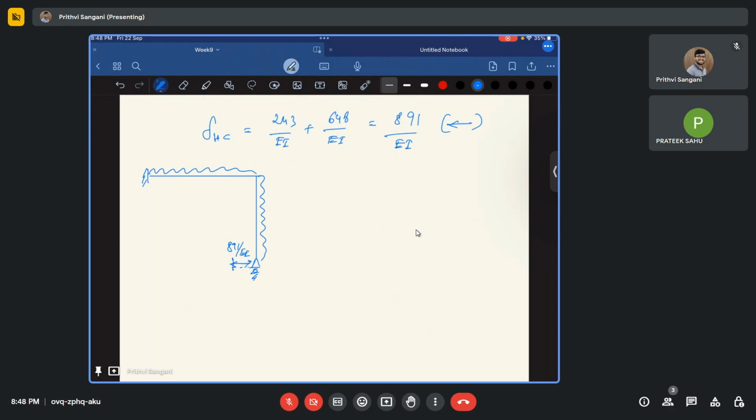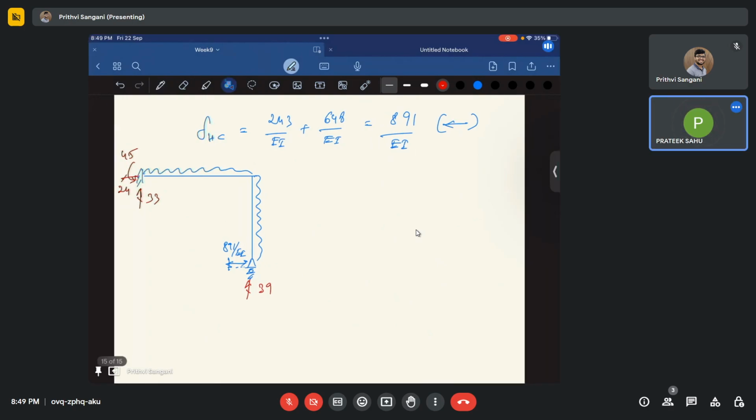Anyways, you can also see we have already have the support reactions, right? So what is this? This is 33, this is 39, this is 24, and sorry, this is 45. Okay. So you already have the support reactions, so you can also find shear force and bending moment diagrams, right?